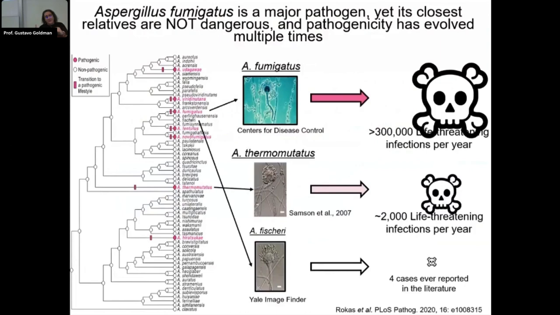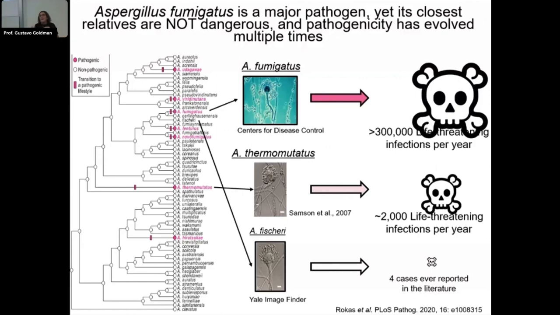Why fumigatus? The phylogenetic tree of Aspergillus is really plentiful, with about 250 to 300 species. And why is fumigatus the most lethal? You have, like, fischeri, which is very closely related, and neosartorya, all these species are probably 95% identical at the DNA level. But why is fumigatus so special? With fischeri you have, like, four cases, and here we have 300,000 cases, as I told you.